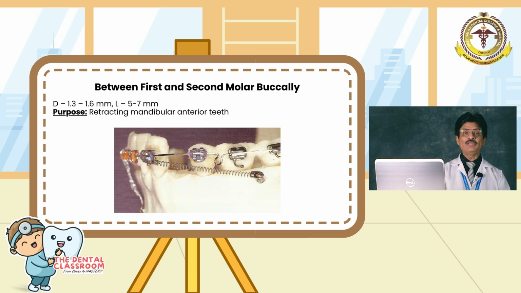Between the first and second molars buccally, a diameter of about 1.3 to 1.6 mm and a length of about 5 to 7 mm can be used. You can appreciate the figure where the microimplant has been placed between the first and the second molars buccally, and you also see the retraction coin spring being used. The purpose is to retract the mandibular anterior teeth.